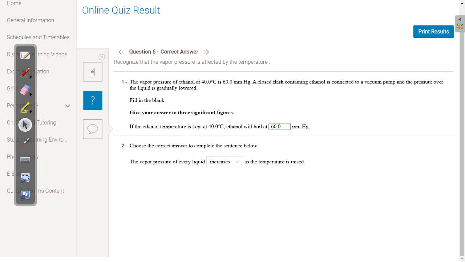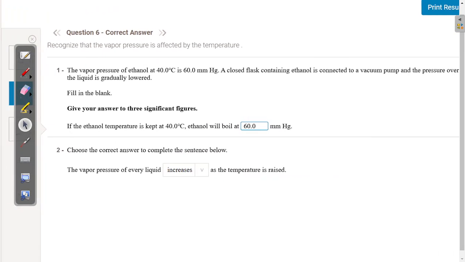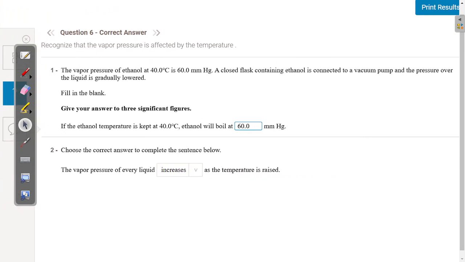The vapor pressure of ethanol at 40 degrees Celsius is 60 millimeters of mercury. A closed flask containing ethanol is connected to a vacuum pump and the pressure over the liquid is gradually lowered. If the ethanol temperature is kept at 40 degrees Celsius, ethanol will boil at what pressure?